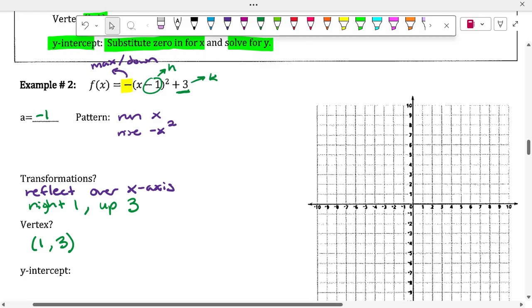So I'm going to start with my vertex. That'll be 1, 3. So right here. Now, I'm going to use my pattern for this. But again, if you don't like the pattern, you can always plug that whole function into your calculator and generate a table and use some happy points. So for the pattern, if I go out 1, what's 1 squared? 1. And then if I make it negative, -1. So that means I'm going to go down 1.